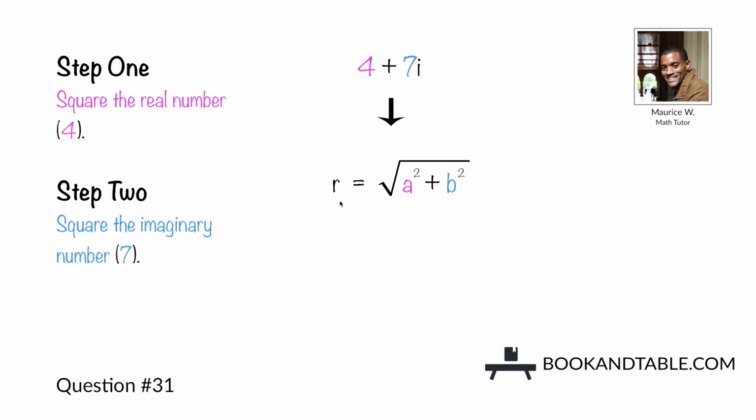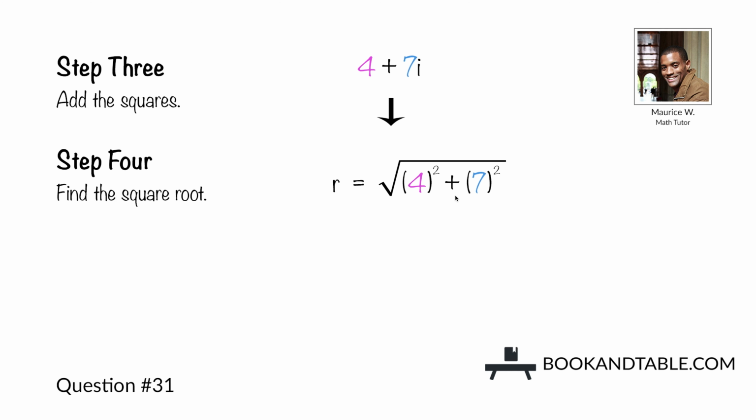So the formula for the modulus, r, is equal to the square root of a squared plus b squared. a is the real number in the complex number, and b is the imaginary number in the complex number. So step 1, square the real number, which in this case is 4. So we'll do that first, 4 squared. Then the second thing you want to do is square the imaginary number, which is 7. So we have 7 squared. And we want to add these squares together.